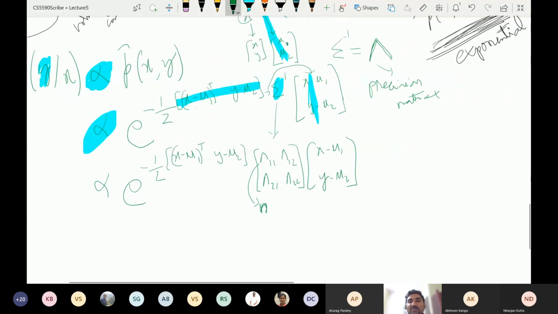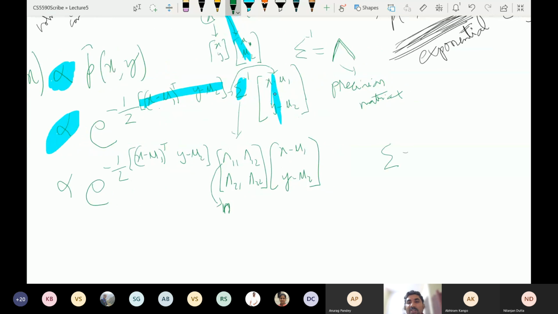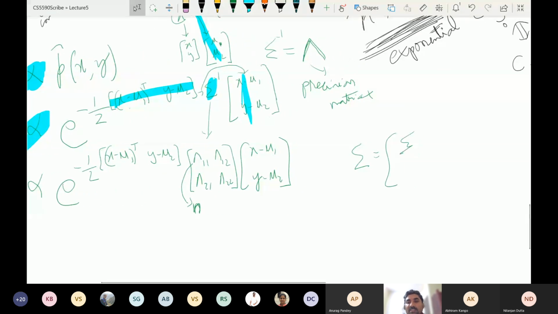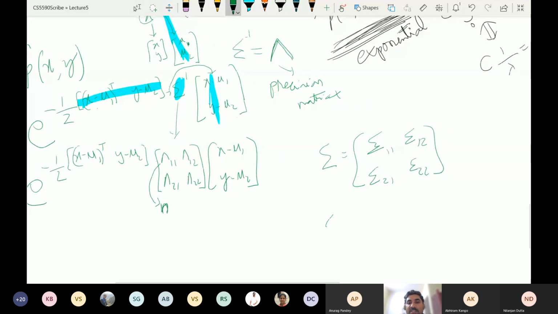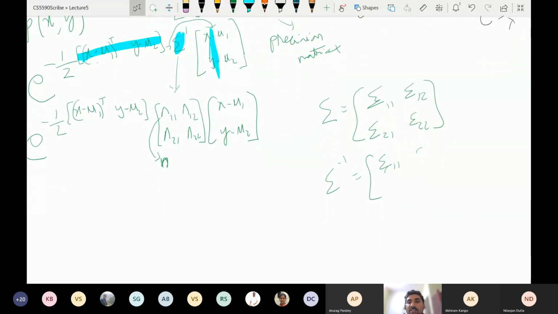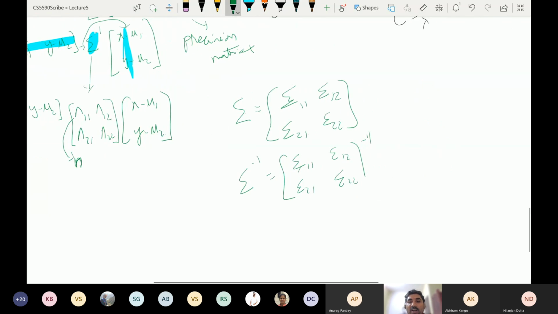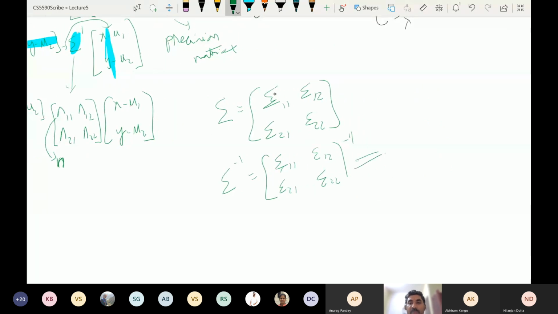See, covariance also can be split into four parts: sigma 1 1, sigma 1 2, sigma 2 1, sigma 2 2. But sigma inverse will be what? Sigma 1 1, sigma 1 2, sigma 2 1, sigma 2 2 whole inverse. Please understand that this is not equal to this.